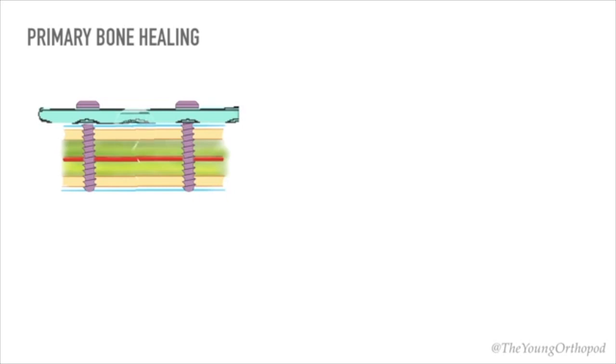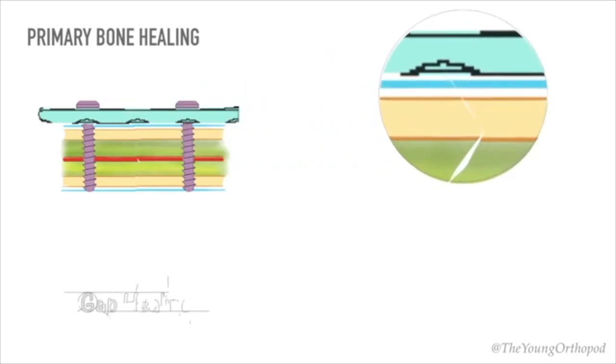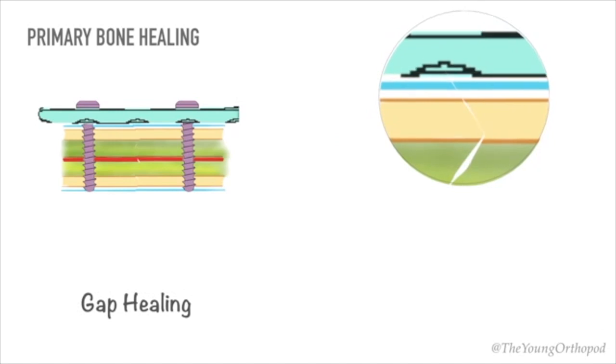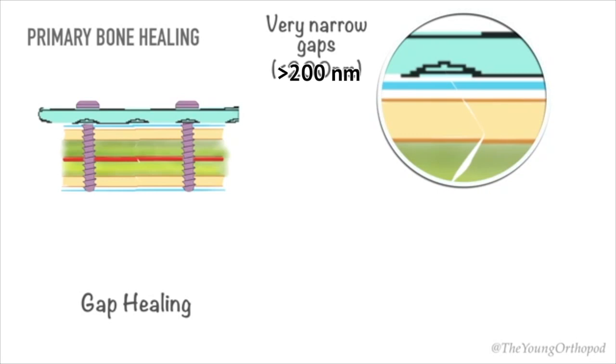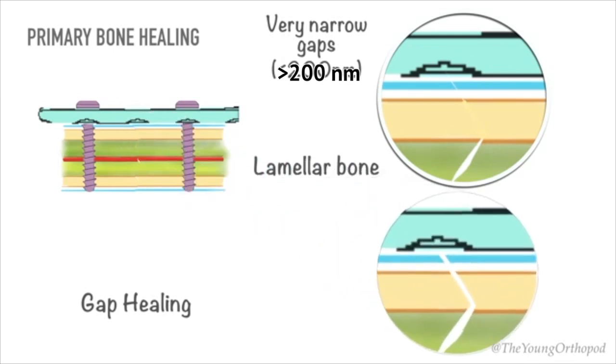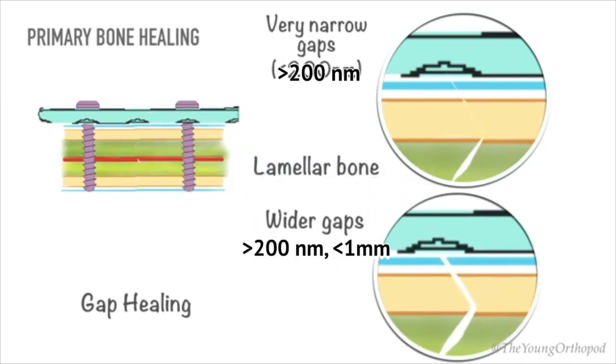The first one is gap healing. New capillaries and osteoprogenitor cells growing in from the fracture edges fill the gap, and new bone is laid down on the exposed surface. In the case of very narrow gaps, lamellar bone is formed directly. For wider gaps, initially woven bone is formed, which is then remodeled to lamellar bone.